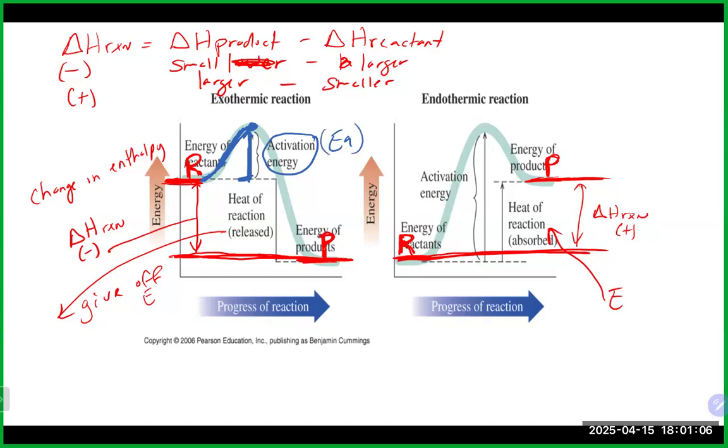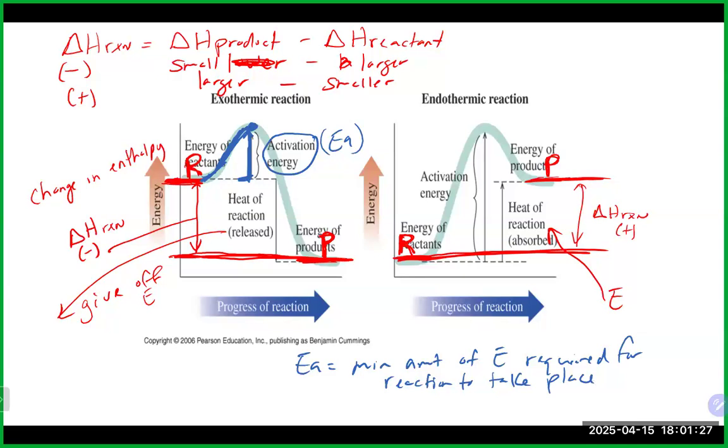It is the minimum amount of energy that's required for a reaction to take place. And if we look over here on our endothermic reaction, this right here is our activation energy, to the top of this hill right here, is our E of A as well.